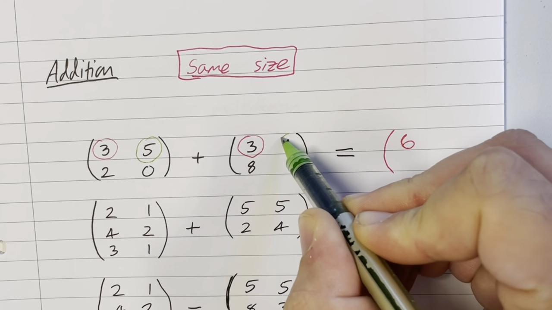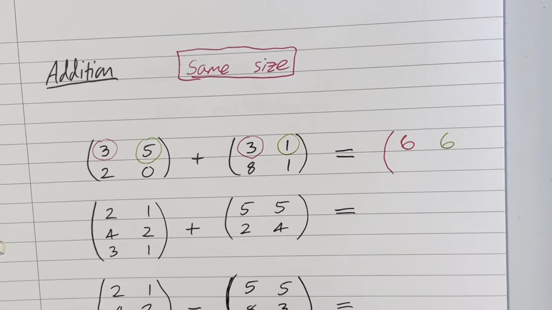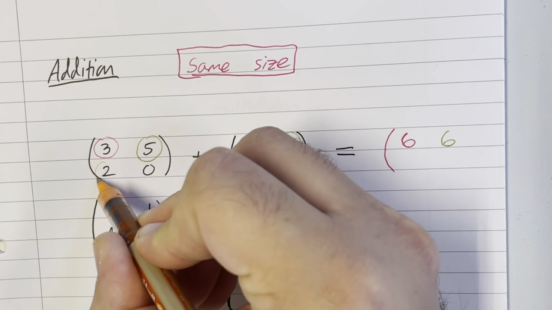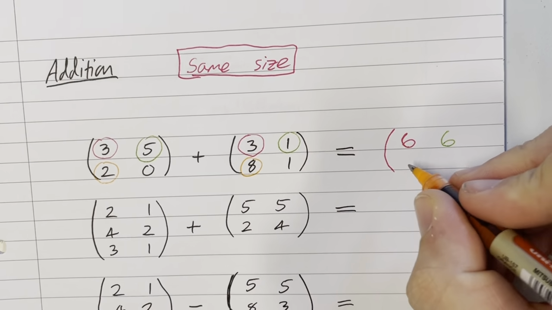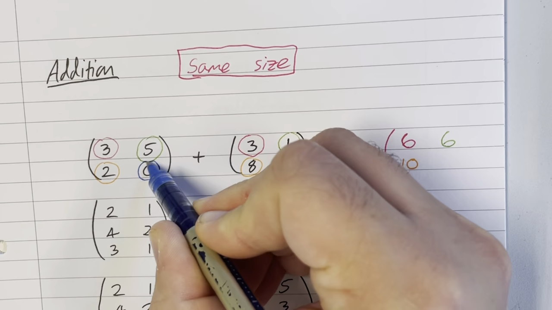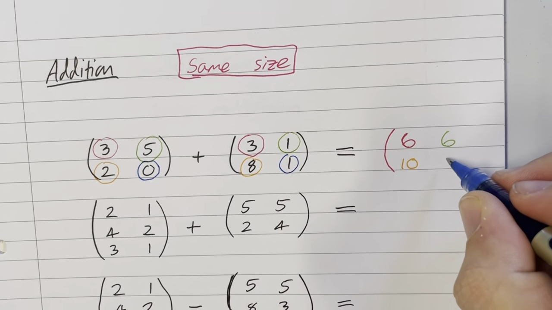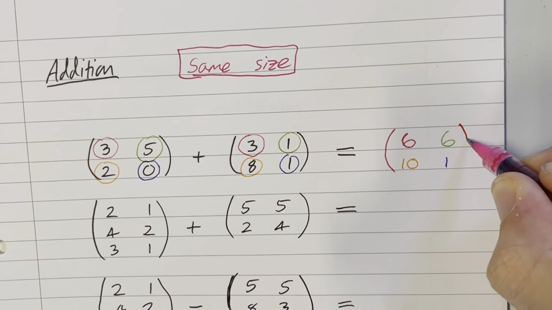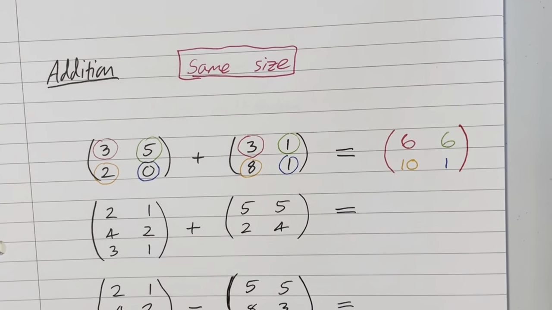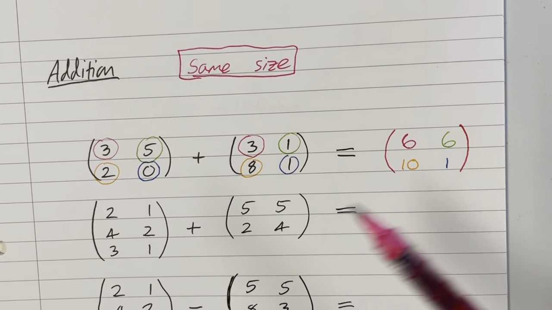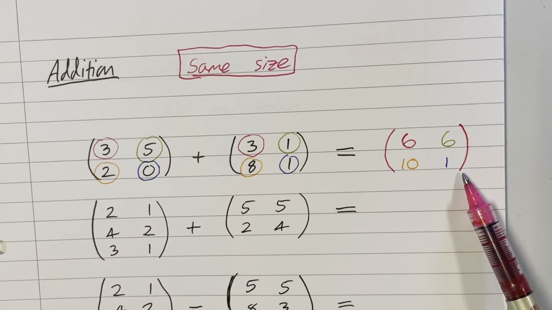So top right, and that'll be a 6 as well because 5 plus 1 is 6. Bottom left, that would be a 10 because 2 plus 8 is 10. And then finally, bottom right, we've got a 0 plus a 1, and that's a 1. And hopefully, just me doing that would emphasize reason enough as to why the matrices would have to be of the same size. Okay, so that would be the answer. This matrix plus this matrix is that.